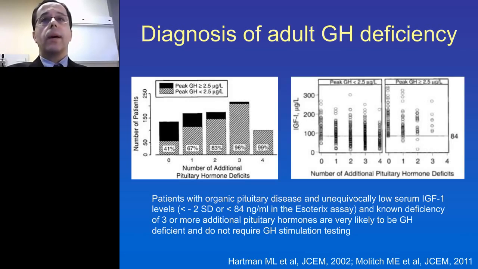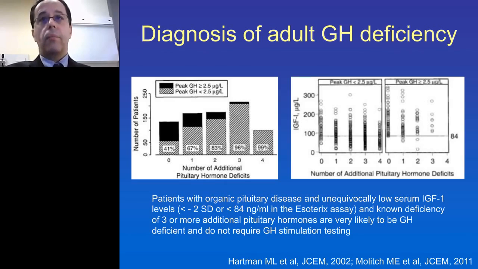On the right side, we can see the IGF-1 levels for patients with pituitary disease, again stratified by the number of additional pituitary hormone deficiencies. And on the left, patients are growth hormone deficient. On the right panel, patients are growth hormone sufficient. What you can see is that among the patients who are growth hormone sufficient and have 3 or 4 additional pituitary hormone deficits, none of these patients have low IGF-1 levels.